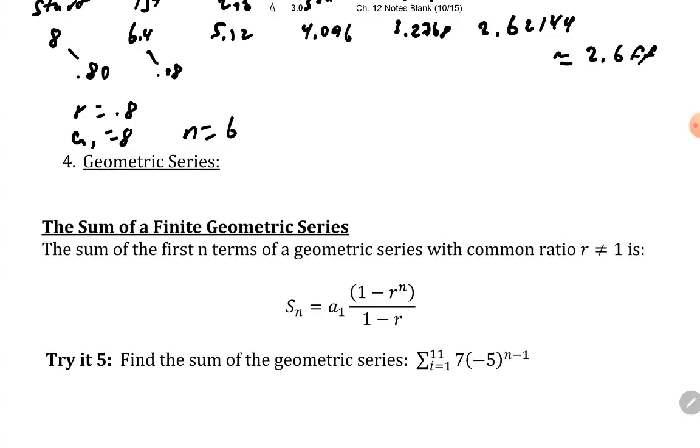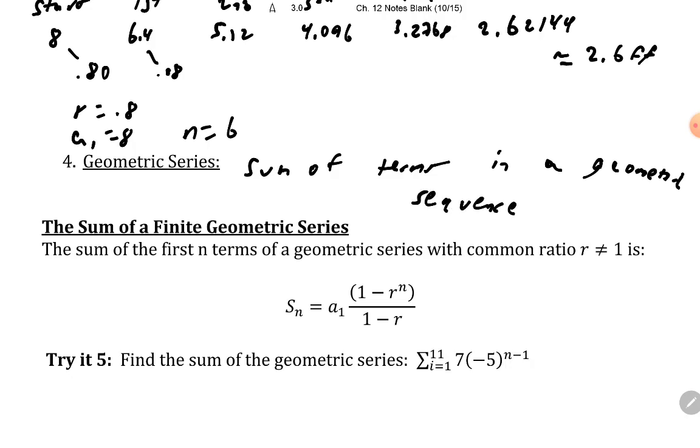Alright, a geometric series is the sum of terms in a geometric sequence. Okay, the sum of the first n terms of a geometric sequence is this formula.